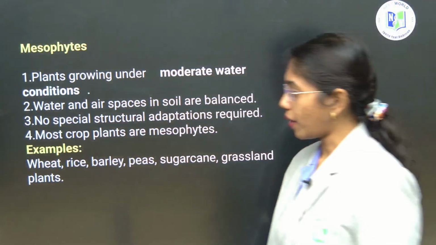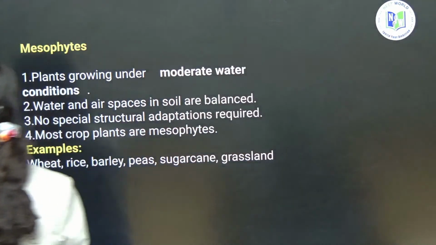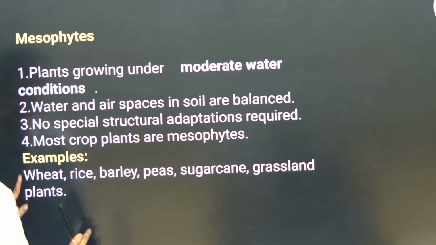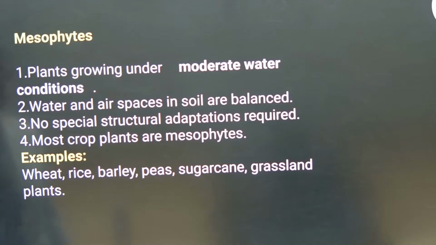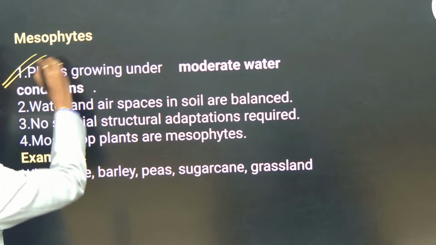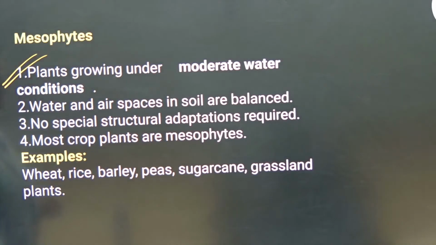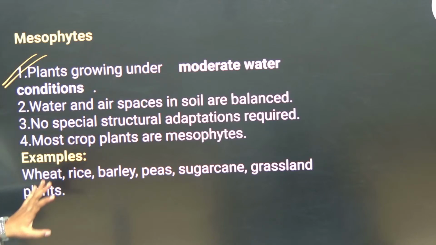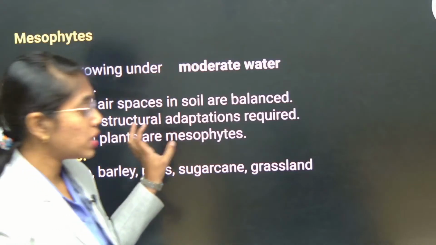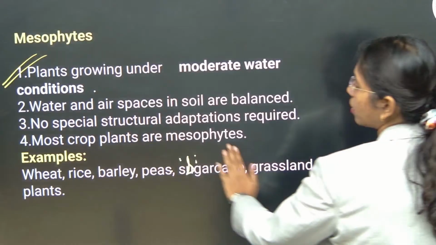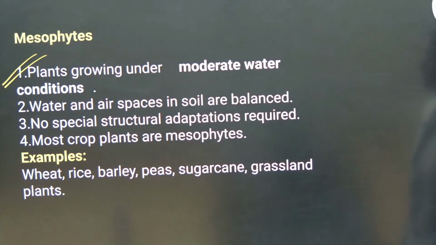Next is mesophytes. Plants growing under moderate water conditions are mesophytes. Water and air spaces in the soil are completely balanced. There is no special adaptation here, and most of the crop plants are mesophytes only. Examples are wheat, rice, barley, peas, sugarcane and grassland.